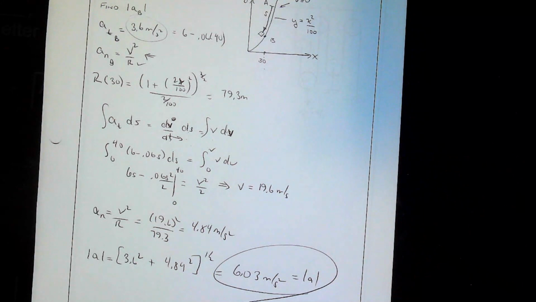All right, you can finish this up directly. The magnitude of the acceleration, which is what we're asked for: we computed at, that was 3.6, plus an, 4.84, square that, to the 1/2, 6.03 meters per second squared. And there we are.